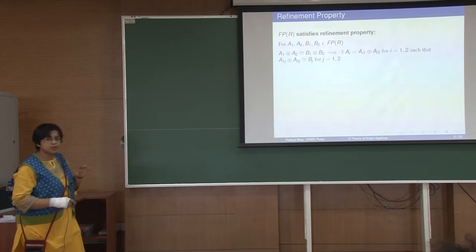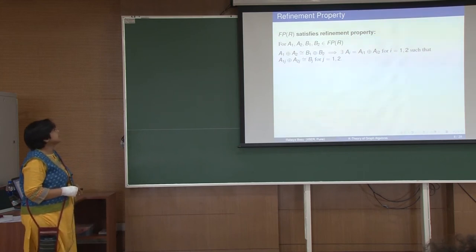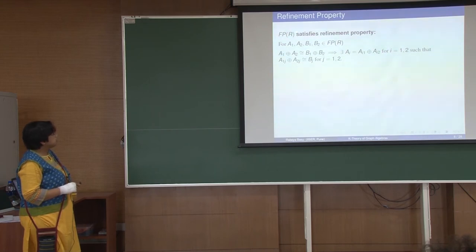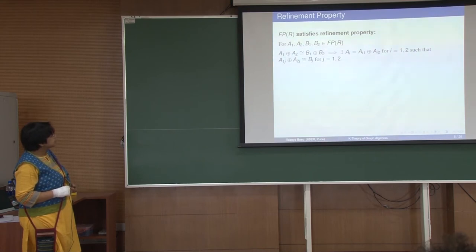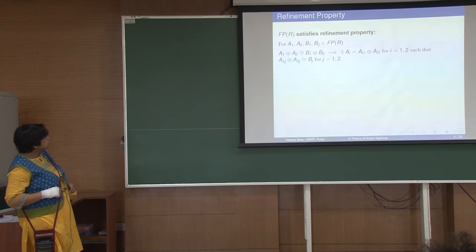Refinement property next. So I'm just giving a few definitions. One is the exchange property, then the refinement property. We shall start again with the class of finitely generated projectives, FPR, and we take elements from there. Suppose A1 direct sum A2 is isomorphic to B1 direct sum A2, implies there exist A_i such that each A_i can be decomposed in this way, A_i1 and A_i2 for each i. And each B_j can be written in terms of A_1j direct sum A_2j.